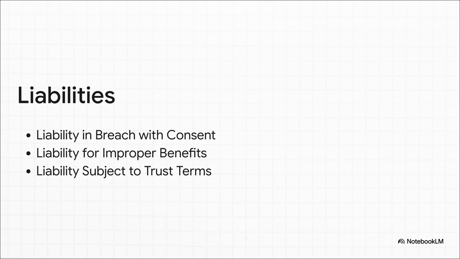First, liability in case of breach with consent, which applies if the beneficiary induced or consented to the breach. Second, liability for benefits received improperly, meaning they must restore the property. And third, liability subject to trust terms. Pay very close attention to the concept of unjust enrichment here. If a beneficiary improperly receives benefits, or let's say they actively collude with a rogue trustee in a breach, they are legally bound to restore that property. The law heavily protects the beneficiary, yes, but it does absolutely nothing to shield them from the consequences of their own fraudulent or improper acts.